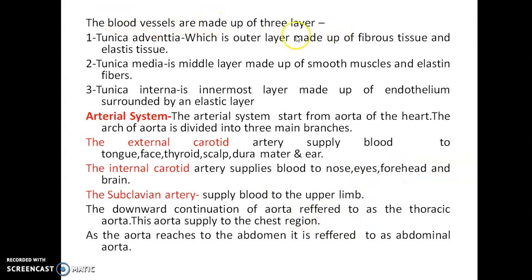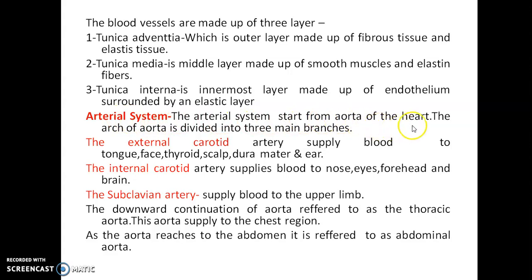Blood vessels are made up of three layers. Tunica adventitia, the outermost layer, is made up of fibrous tissue and elastic tissue. Tunica media, the middle layer, is made up of smooth muscle. Tunica interna, the innermost layer, is made up of endothelium and an elastic layer. The arterial system and the venous system: these are the two circulatory systems.